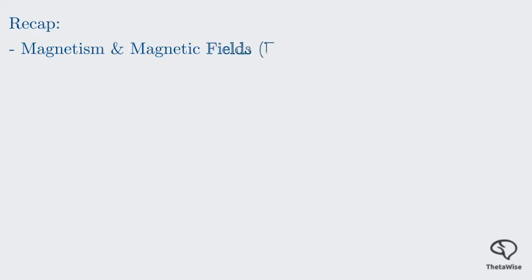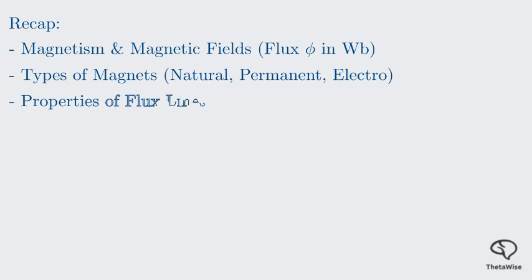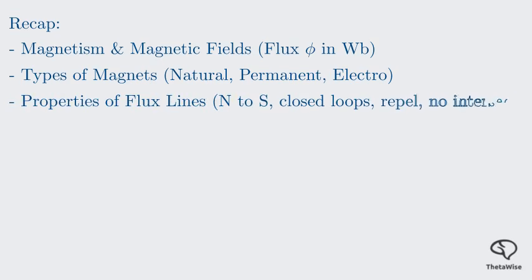Let's quickly recap what we've covered today. We started with the basic definitions. We learned that magnetism is the force between magnets, and we use magnetic field lines or flux to visualize the area of that force, which is called a magnetic field. We explored the key properties of these flux lines, such as flowing from north to south and never intersecting.